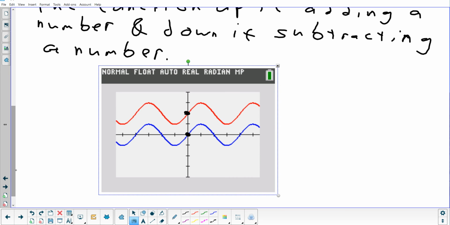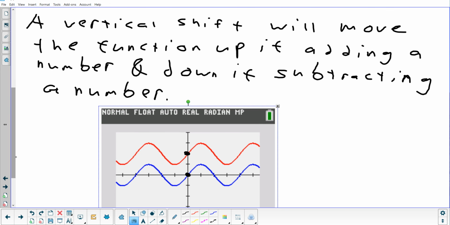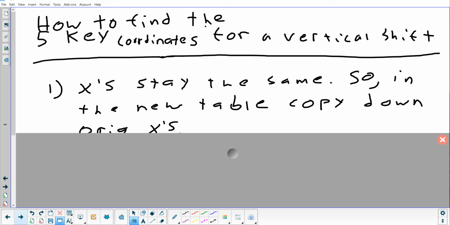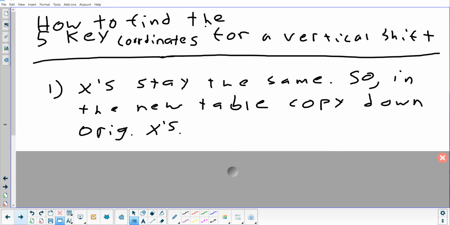Because if you take the blue graph and you just shift it up 2, everything moves in a vertical line. That means it's not moving left and right. If it's not moving left and right, the x's stay the same. So we can copy down the x's from the original table. So again, 0, pi over 2, pi, 3 pi over 2, and 2 pi. Those are going to be our x's for every problem.